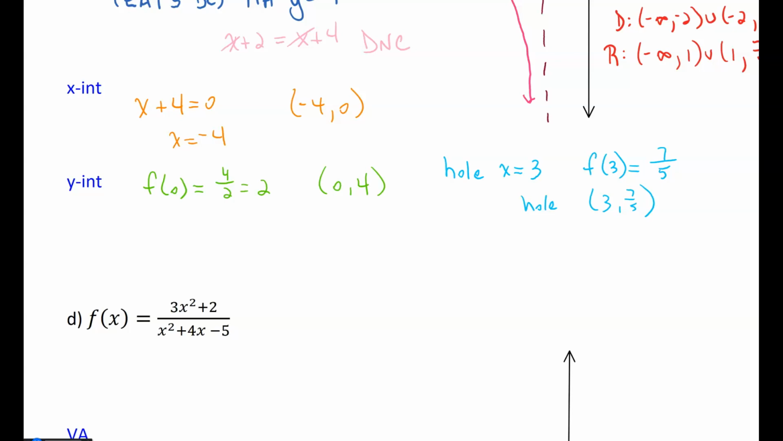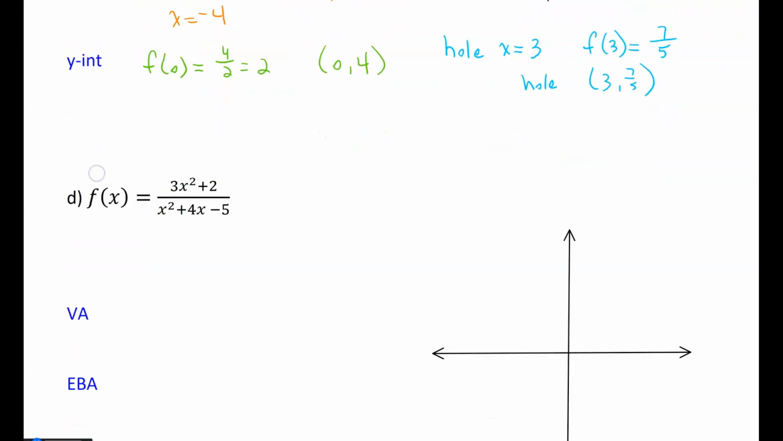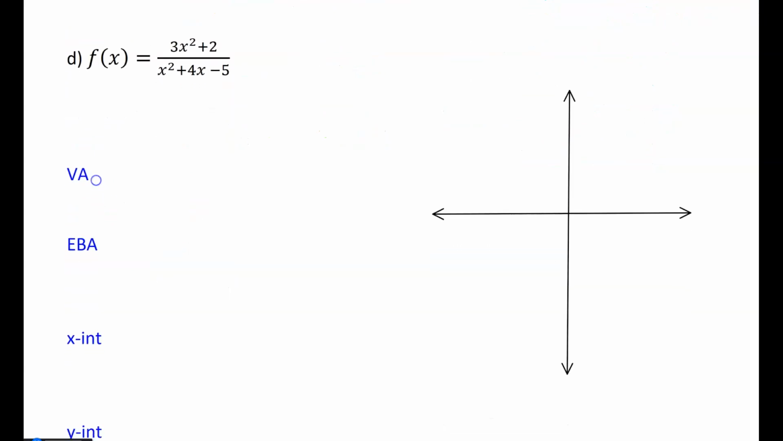Okay, so this is the example that I stated earlier. We weren't going to go through all the pieces because I put it into the graph. So we'll run through this one now. All right, first thing is, let's try to see if we can factor and simplify. So we get 3x squared plus 2 all over the denominator, which factors into x plus 5 and x minus 1.